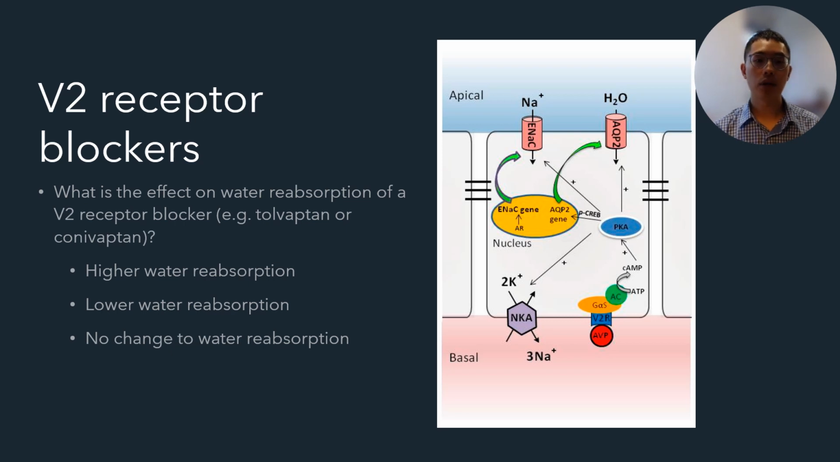Lastly, I'll leave you with a question that relates a medication that we use in nephrology to basic physiologic principles that you have just learned about. What is the effect on water reabsorption of a V2 receptor blocker such as tolvaptan or conivaptan? Will it lead to higher water reabsorption, lower water reabsorption, or will it not affect water reabsorption at all? Pause the video here to think about the physiology, and when you're ready to hear the answer, click play again.